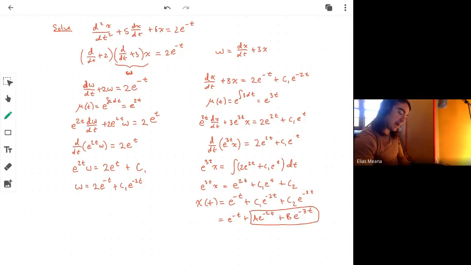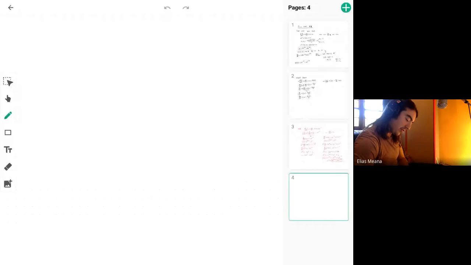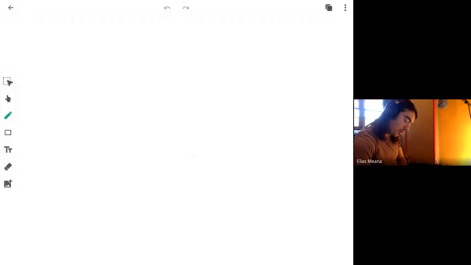So say we have a differential equation of the form. Let me just check and see how much battery my Apple Pencil has now. 20%. Perfect.